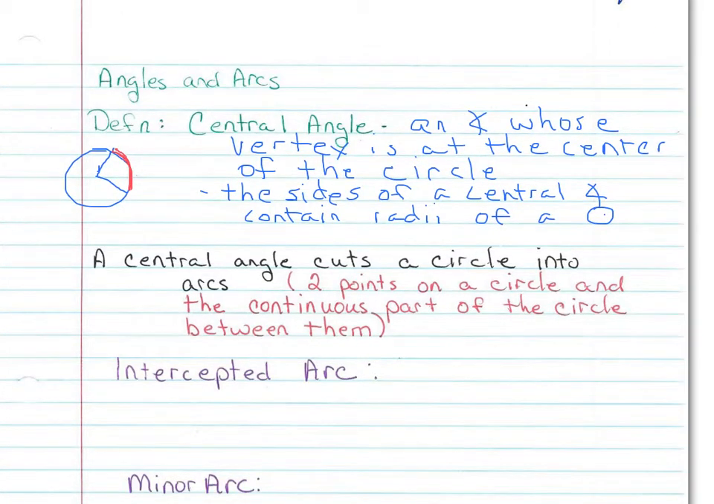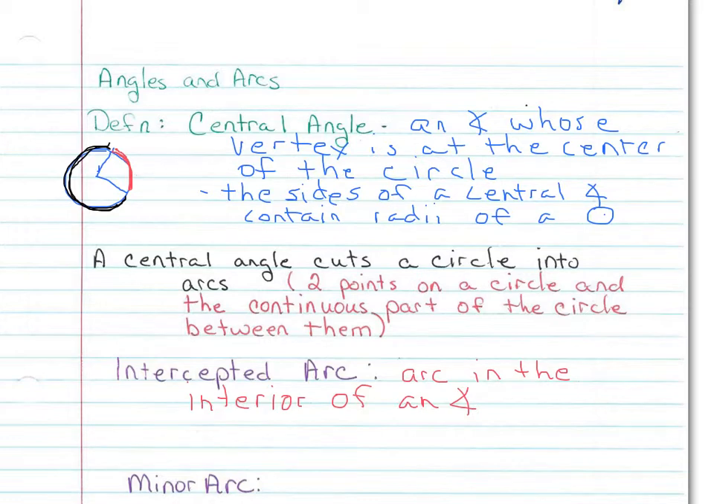An intercepted arc is an arc that is in the interior of an angle. The arc that I highlighted in the previous circle is an intercepted arc. We could also say that this is an arc, but it's not an intercepted arc. An intercepted arc is an arc that is in the interior of an angle. This would be your intercepted arc. Then we have some different kinds of arcs.